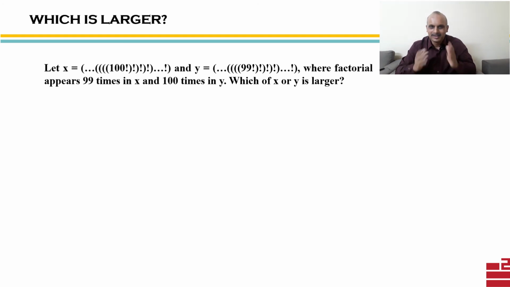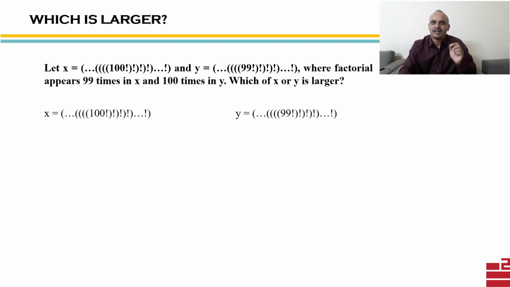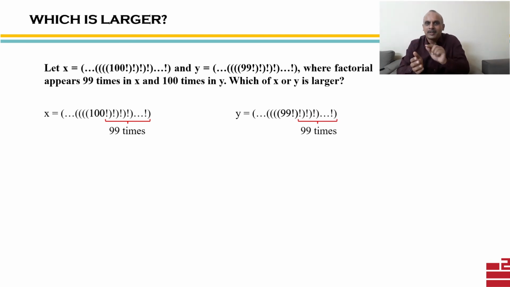So what we do is this. X is written and then we write Y, where we realize that in the number X, the factorial appears 99 times. In the second number, that is Y, factorial appears 100 times. Can we say Y is 99 factorial, factorial, factorial, where factorial appears 100 times? Can we rewrite this so that from the second factorial onwards, we have 99 times factorial appearing? Do you see that?